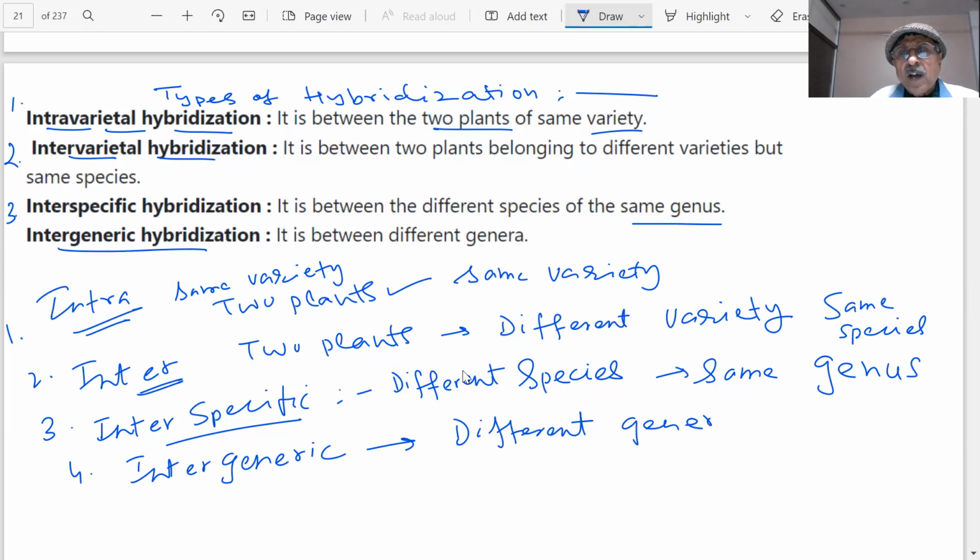So we can do the hybridization. Four types of hybridization we have told you: 1, 2, 3, 4. All these experiments have been done. Those who are working in this are already doing it. What is the purpose? Improvement in crop yields.